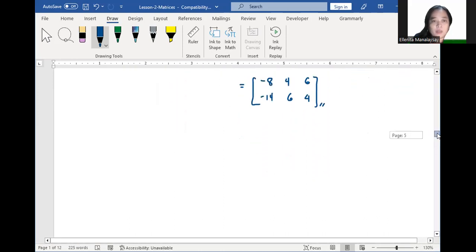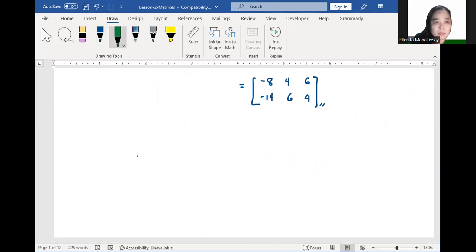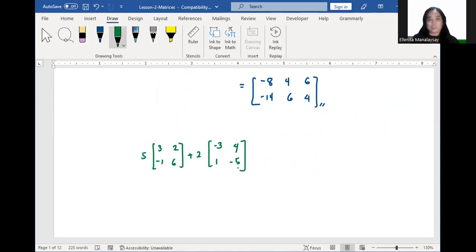Okay, so let's have another one. If, for example, we have 5 times the matrix 3, 2, negative 1, 6 plus 2 times the matrix negative 3, 4, 1, negative 5. Okay, so let us combine matrix addition and scalar multiplication. So let's see what we will get here.